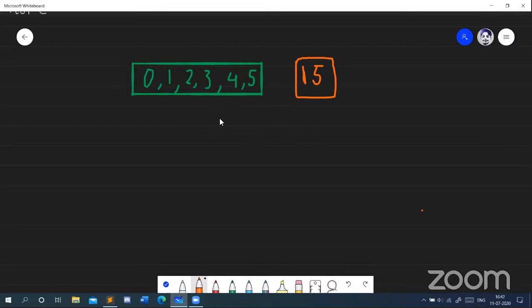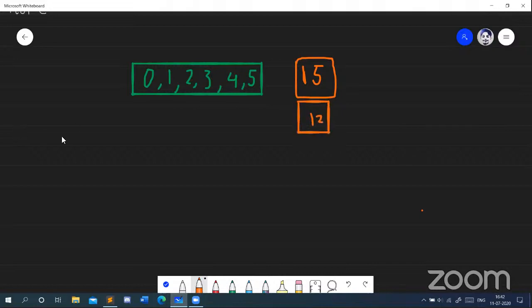Because if I remove a number which is not divisible by 3, then my sum will no longer remain divisible by 3. So for example, if I remove 3 or if I remove 0, my sum will still remain divisible by 3. If I remove 0, the sum remains 15, because 1 plus 2 plus 3 plus 4 plus 5. And if I remove 3, then my sum is 1 plus 2 plus 4 plus 5, and that is 12. And 12 again is divisible by 3.